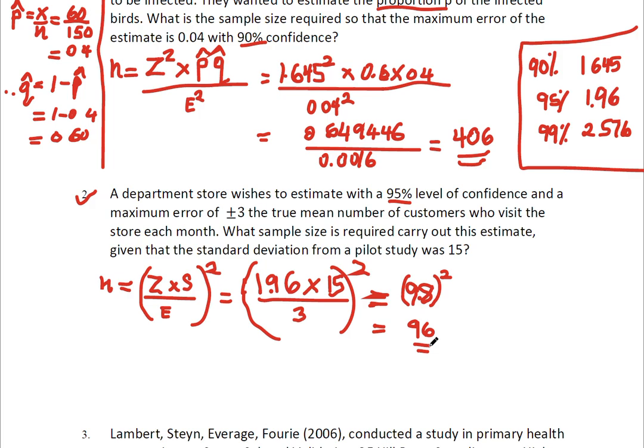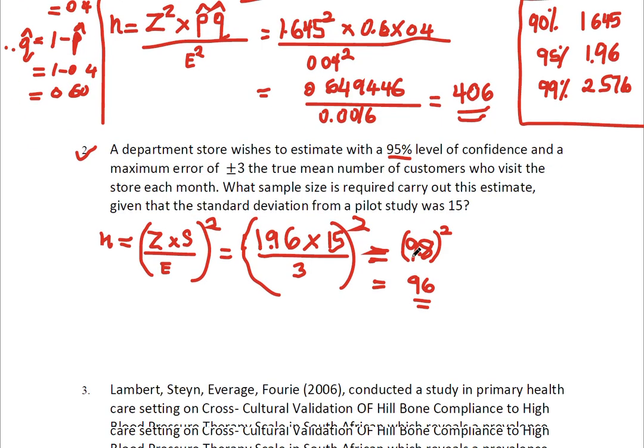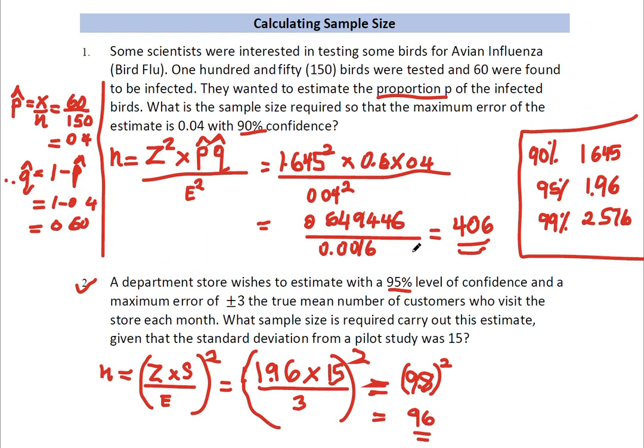in order to ensure that, right, so we need 96 persons to participate in this study in order to ensure that the maximum error or margin of error would be 3, and also to ensure that the level of confidence of 95% is satisfied. So that is how we calculate sample size, or required sample size, for surveys and other types of studies when the desire is to estimate a mean.